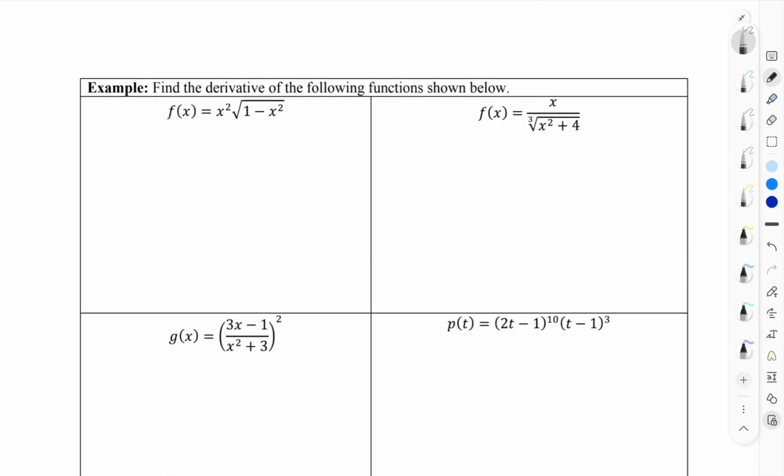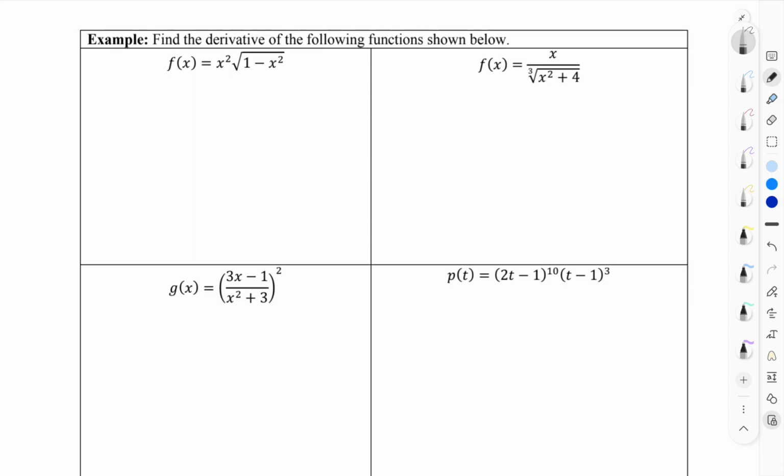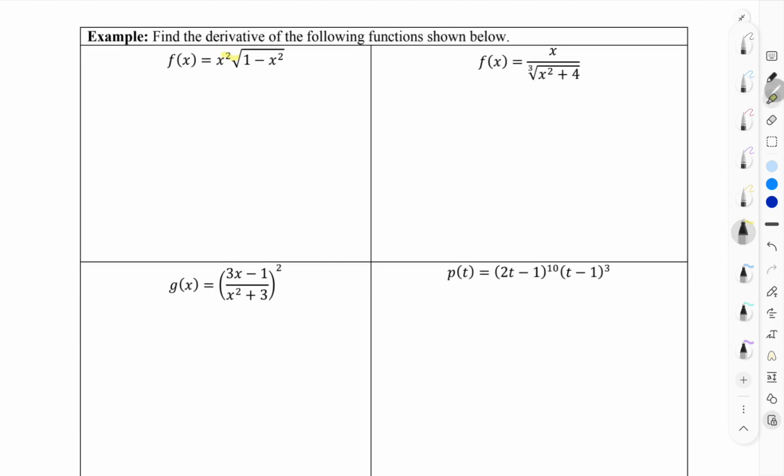All right, let's try a couple more. All right, so here in this first one, I'm going to have to use product rule this time, and then I'll have to use chain rule. All right, so I'm looking here, I have function 1, I have function 2, which is the square root, and then this function 3 that's composed inside of there.